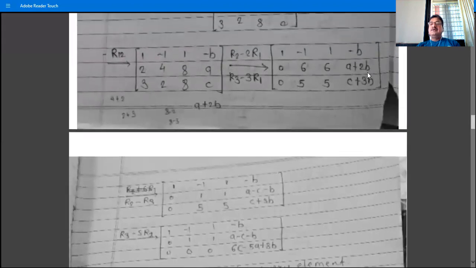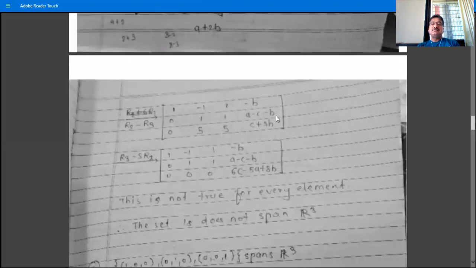Okay. So a + 2b minus c minus 3b. I think here something is wrong. Okay, yes, it is not wrong. It is c + 3b. That is the last row as it is, the change is in the second row. So a + 2b minus c minus 3b becomes a - c - b. Yes, it is correct now.